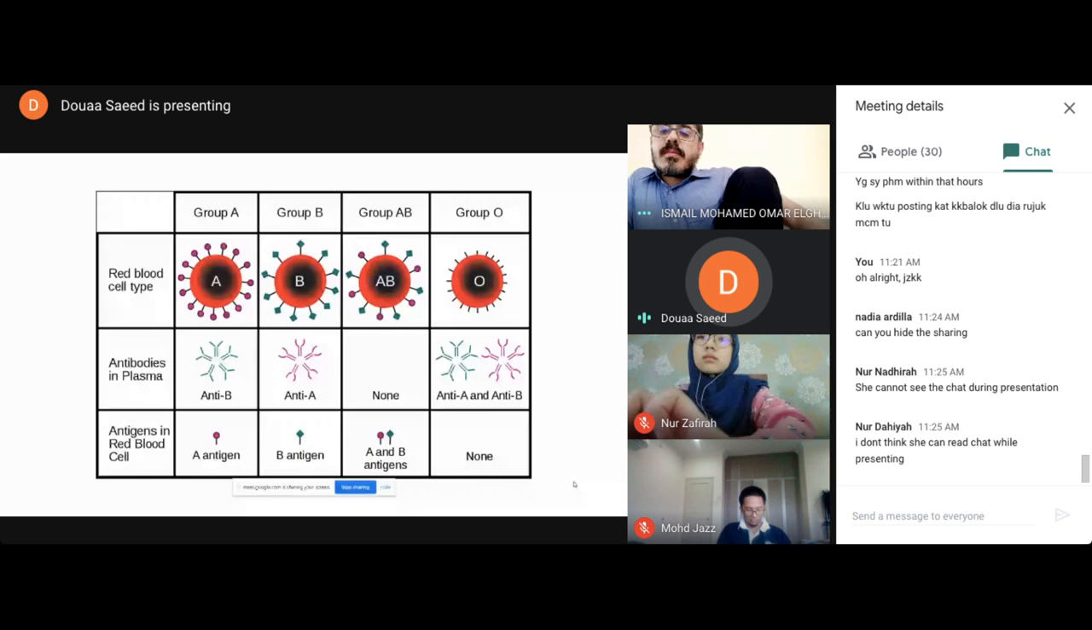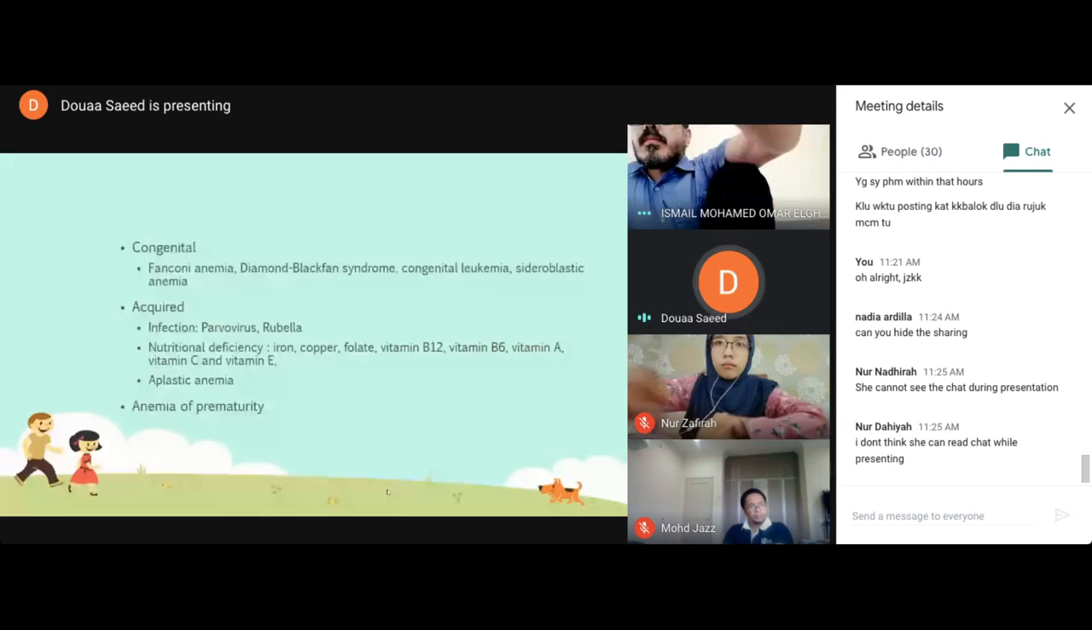So we will move on to hypoplastic causes. Hypoplastic causes can be congenital or acquired. In congenital, we can have Fanconi anemia and Diamond-Blackfan anemia. These both affect the bone marrow, whereby there will be less production of red blood cells within the bone marrow. In one of them, I think it's Diamond-Blackfan anemia, there will be fewer reticulocytes within the peripheral blood film as well. For congenital, we can also consider congenital leukemia or sideroblastic anemia.